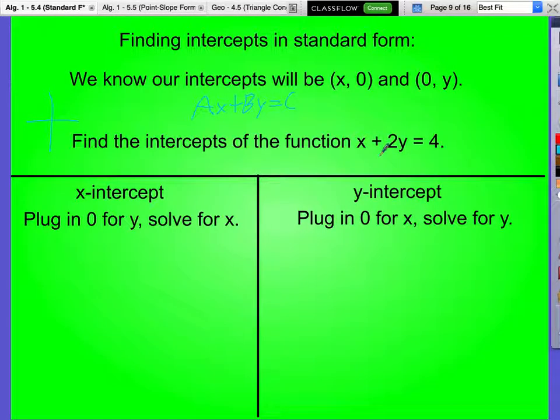So we can take this equation, x plus 2y is equal to 4. Go ahead and write that down and follow along with me. We're asked to plug in 0 for y and solve for x. So we'll do exactly what it says. x plus 2 times 0 is equal to 4. What is 2 times 0? 0. Do we need to write the 0 there? No, so x is equal to 4. So what's the x-intercept? 4.